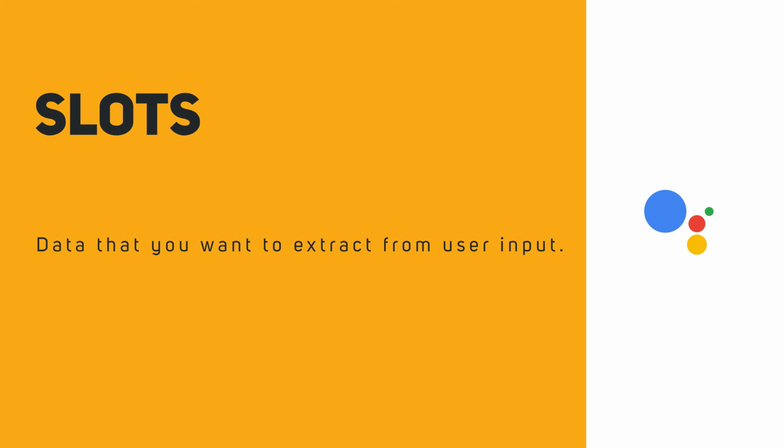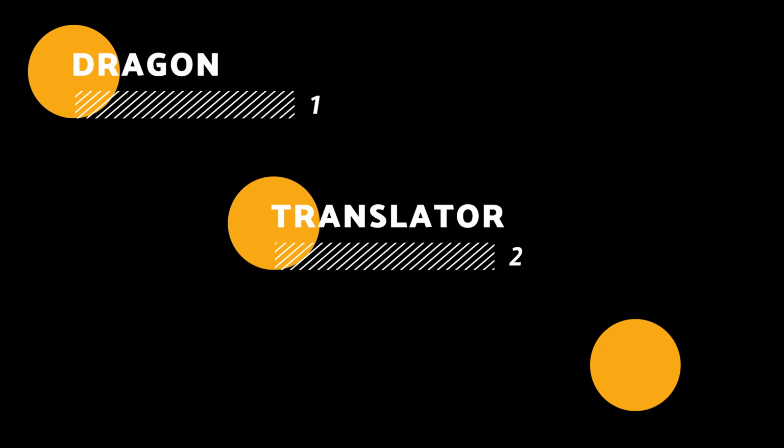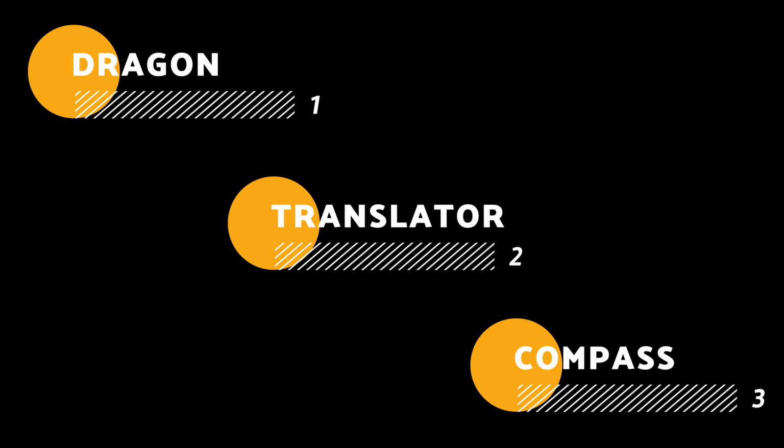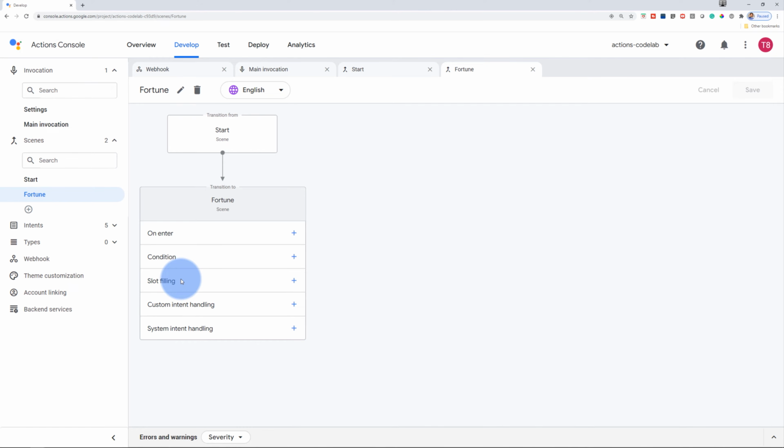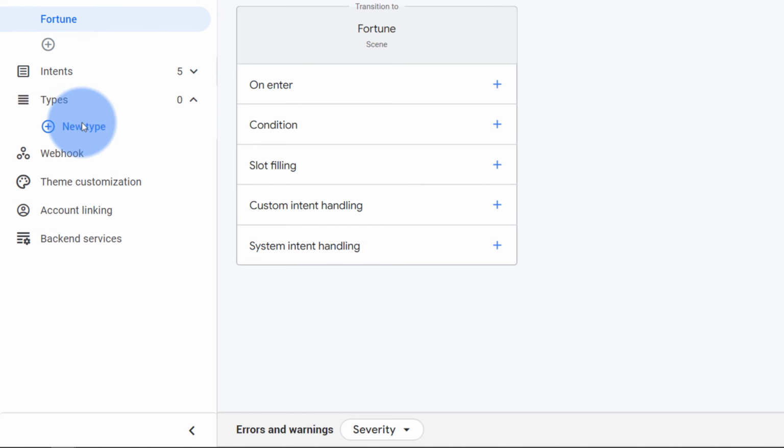So based on what we are planning to achieve here, our action provides fortunes for 3 aids: a dragon, translator, and compass. To configure your action to identify these 3 options in a user's input, we must create a new type. So let's go ahead and create a new type called available options. You can do this by going to the left navigation menu and clicking on types. Click the plus sign, type available options, and press enter. Click on available options to open the options.